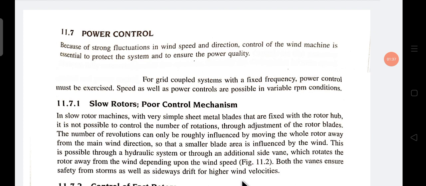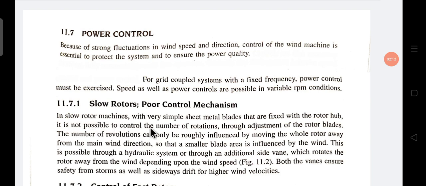That means when we vary the RPM of the rotor. RPM means rotations per minute. So whenever we vary the RPM of the rotor, we can control the speed as well as the power. Now, the first power control technique is the slow rotor.